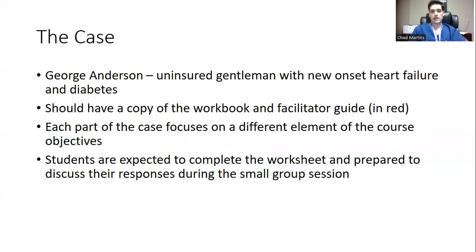Basically, they're going to get the same case as you. The only things that you're going to see that they won't have are in red. So if you print it off in color, you'll very easily be able to tell what you can see and what they can't see.